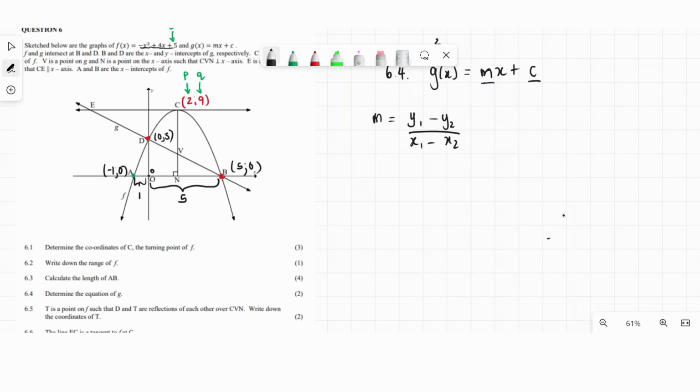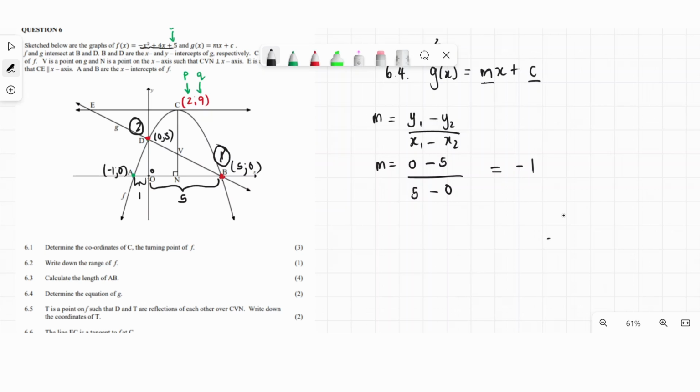So we need to determine between B or D which one is going to be 1 and which one is going to be 2. So I'm going to make B 1 and I'm going to make D 2, right? So M is going to be equals to what? What's y1? Y1 is 0, so it's going to be 0 minus 5. And what's x1 is going to be 5 minus what? Minus 0. So therefore, making our gradient equals to -1.